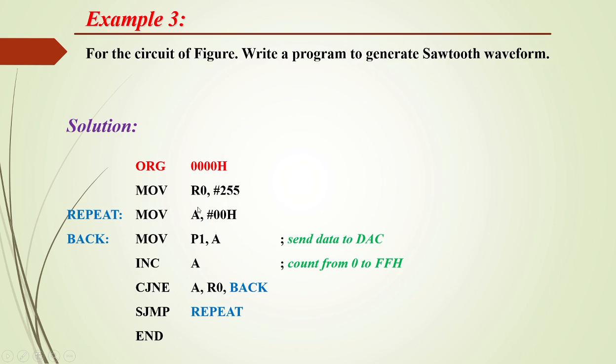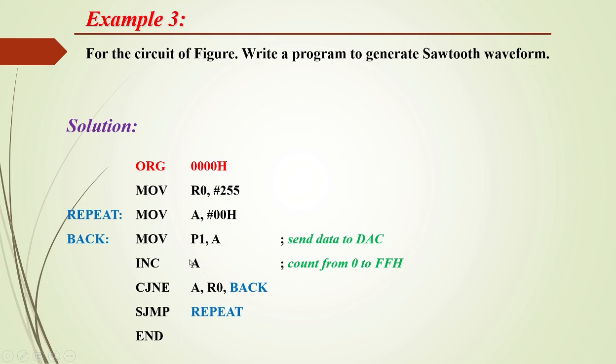Now here we are making the content of the accumulator equal to 0 using the instruction MOV A, #00H, and we are sending this value of the accumulator to the DAC using the instruction MOV P1, A. Again we are incrementing this value of A. Now here we are comparing the content of the accumulator with R0 using the instruction CJNE, that is compare and jump if not equal. That means if the content of the accumulator is not equal to R0, then jump back.